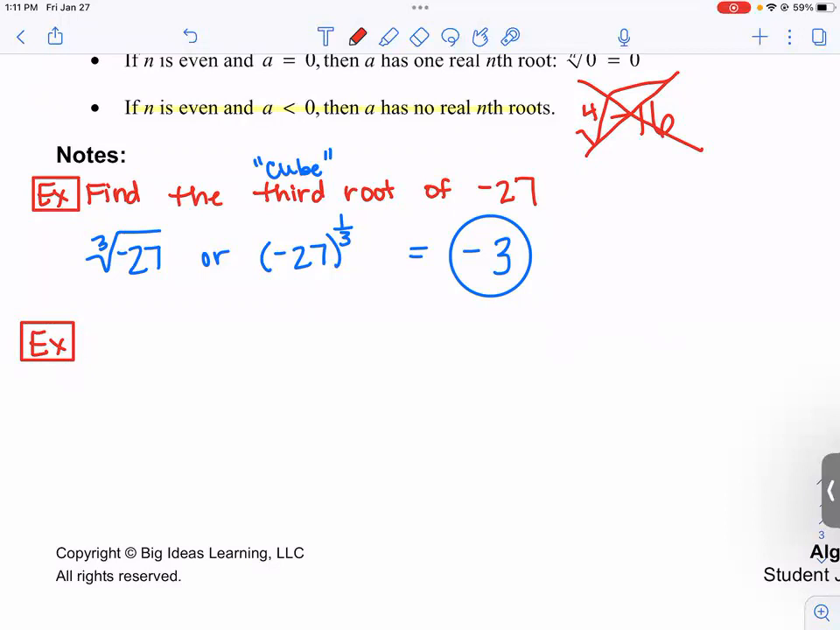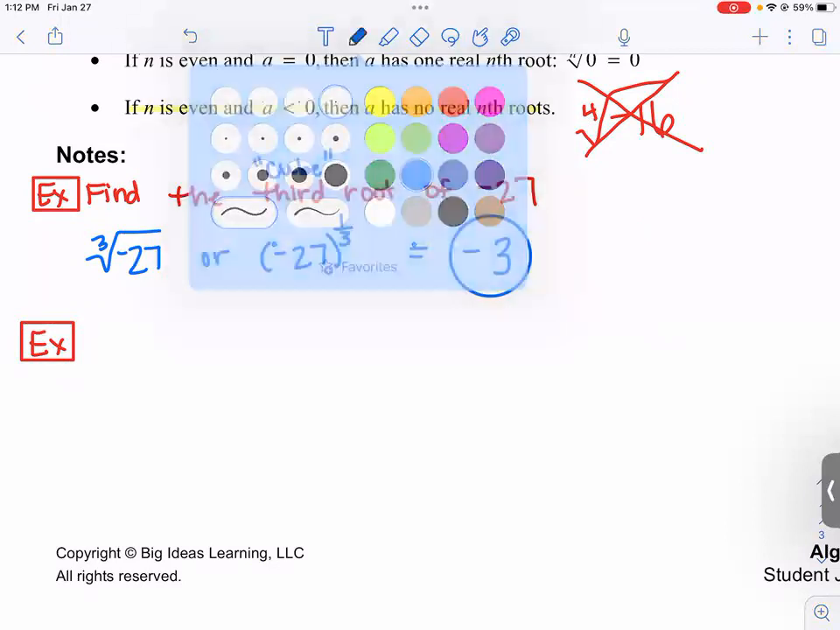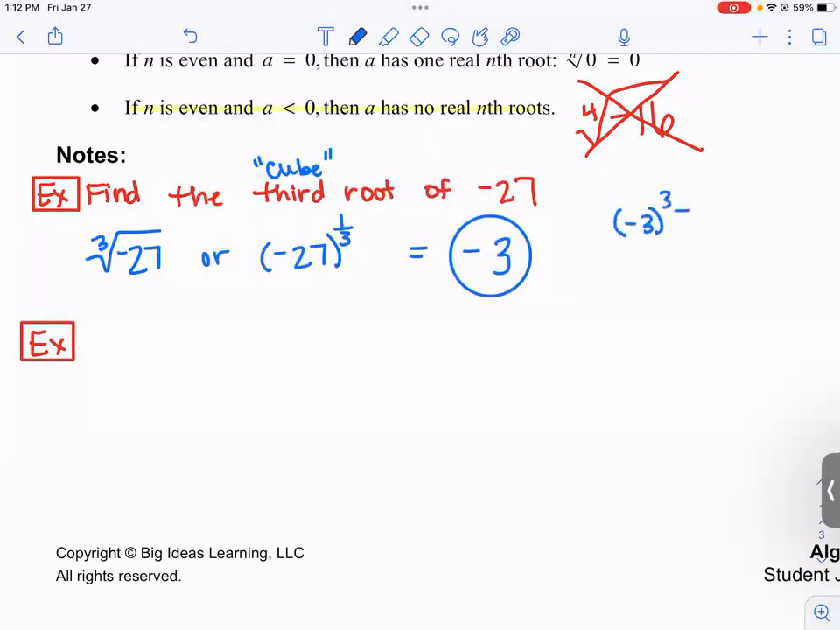Okay. So we know that negative 3 cubed is negative 27. So the third root is negative 3. Since this is a number we can take to the third power and get negative 27, then negative 3 is a third root of negative 27. So like this number, boom, this number matches that number. Okay.